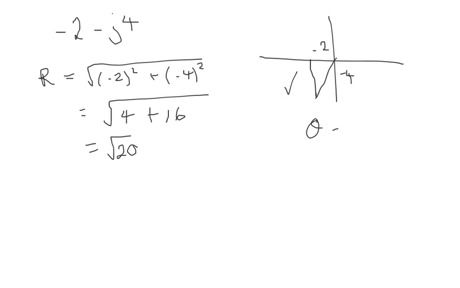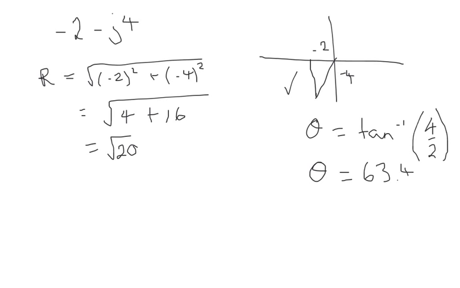Now we work out our angle, inverse tan. Easiest not to put the negatives in the calculator. Just use 4/2. So inverse tan of 2 is 63.4 degrees. So we know it's the third quadrant, we have to work it out using 180 plus 63.4 degrees. So this is 243.4 degrees.